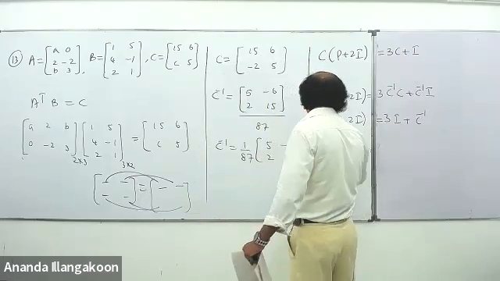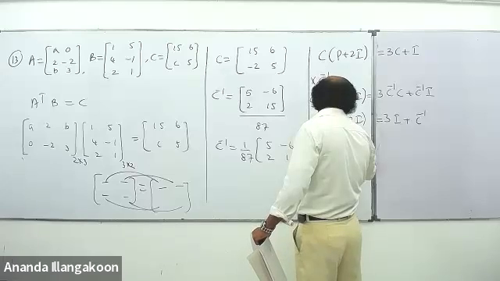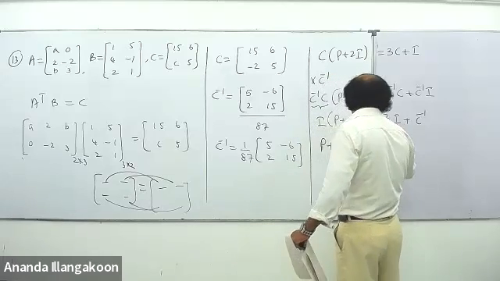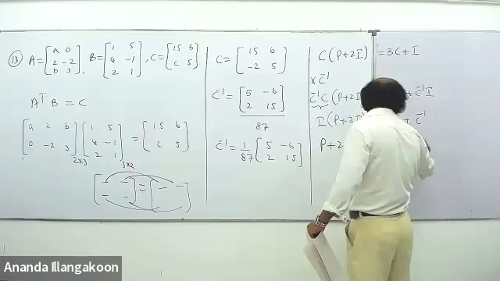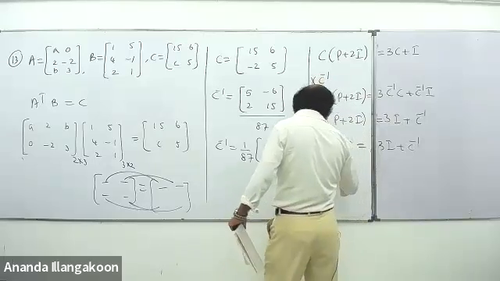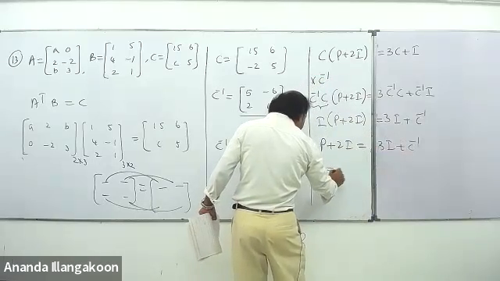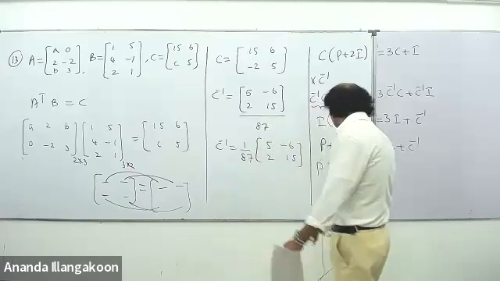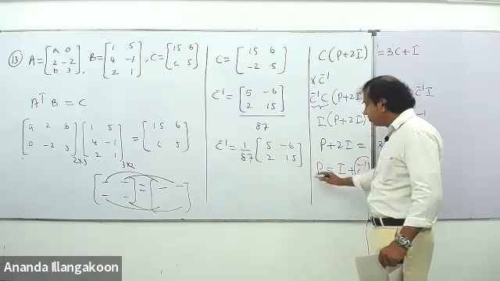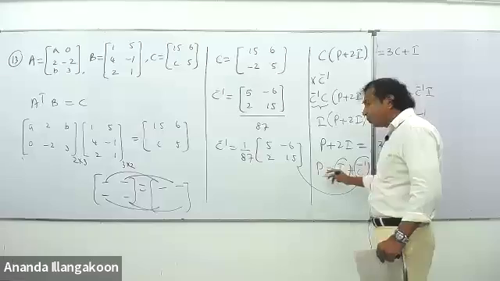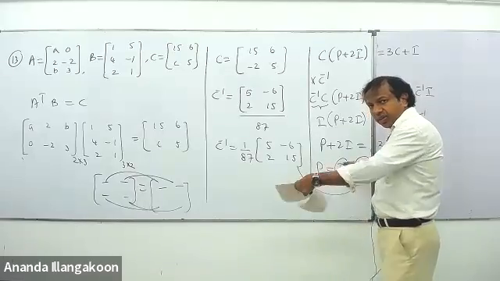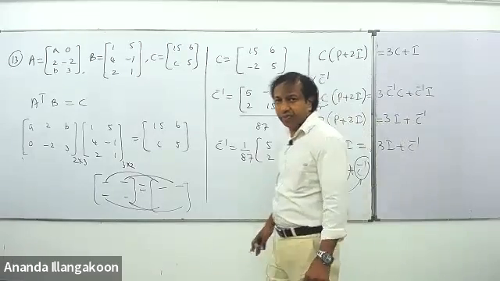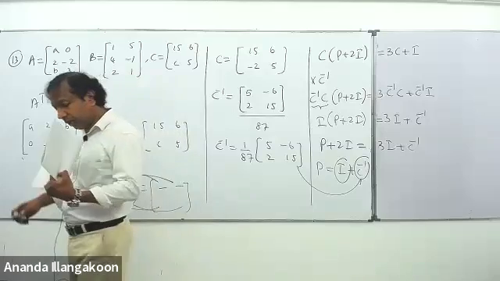So therefore, the left hand side is P plus 2y, and the right hand side is 3I plus C inverse. We need to find this P, so bring this 2y to the right hand side. P equals 3I minus 2y plus C inverse. Now substitute for the C inverse. What is I? The order 2 matrix, 1, 0, 0, 1. Add them up, you get P. Correct.